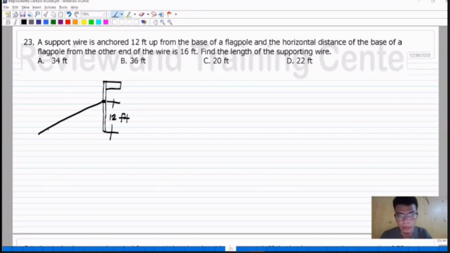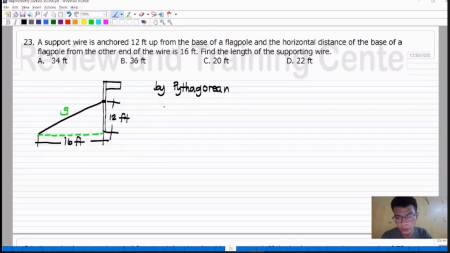And the horizontal distance between the base of the flagpole and the other end of the wire is 16 feet. So this is the 16 feet. Find the length of the supporting wire. This is the supporting wire. Ano daw yung haba niya? What is the length? S. Siyempre, madali lang yun, di ba? Meron tayo nakikita isang right triangle, and by using Pythagorean theorem, malalaman na agad natin ang haba ng ating wire or yung kung ano man yung value ng S.